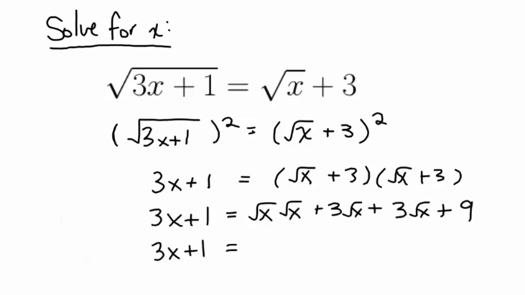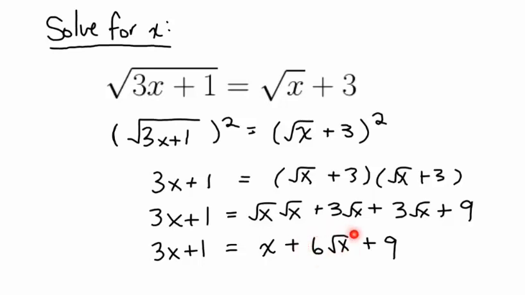Expanding through the brackets on the right-hand side, when we multiply our first two terms together, we're going to get root x times root x. And this simplifies simply to x. When we multiply our two outside terms, we get 3 times root x. And when we multiply our two inside terms, we also get 3 times root x. We can group these together into 6 root x. And then finally, the two last terms, 3 and 3, when multiplied together, are going to give us a value of 9. So here's our fully simplified right-hand side.